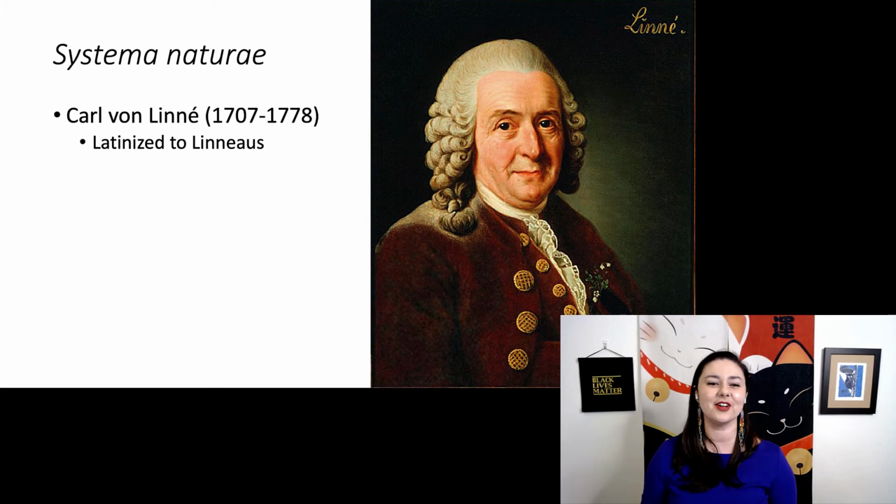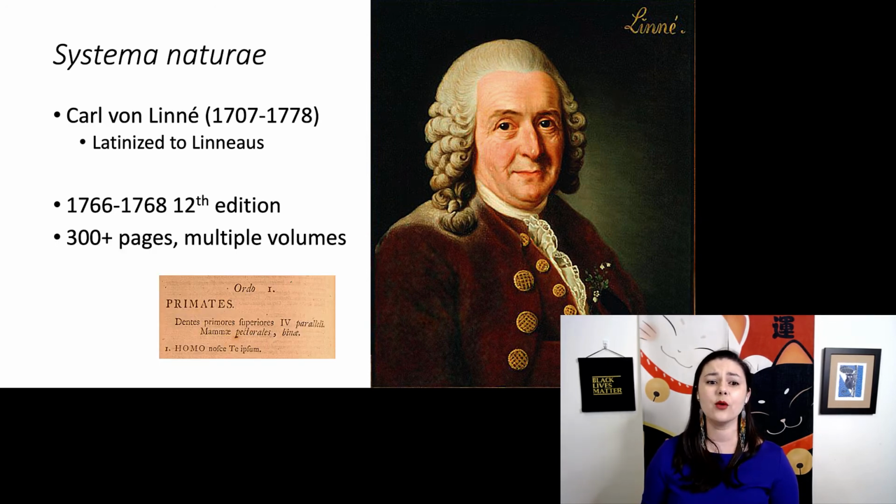So this is Carl von Linné. It was the fashion at the time to Latinize your name, so that's why we call him Linnaeus, even though that wasn't actually how he was born. Right now, we mostly use the 12th edition that was published between 1766 and 68. You notice it took 2 years to publish. That gives you an idea just how long it was. It was over 300 pages and multiple volumes. And this is where he names order Primates.